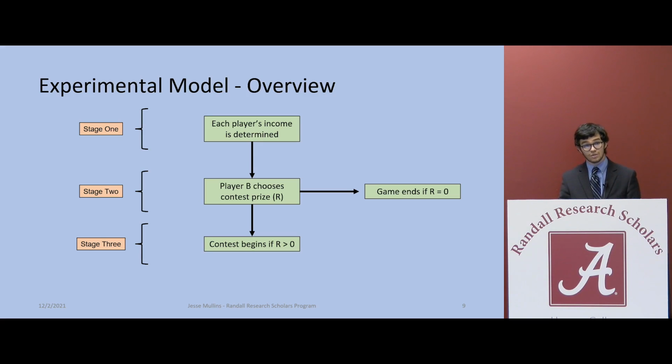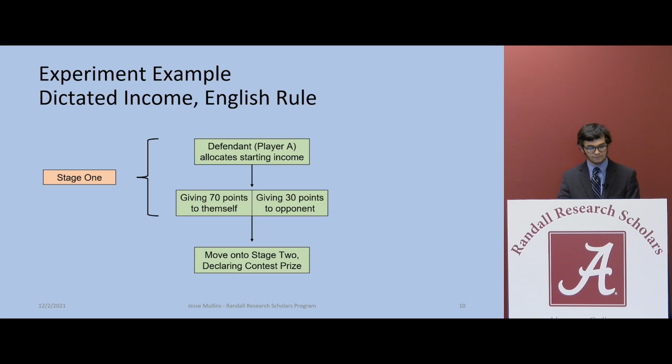However, if they do sue, we move on to stage 3, where the two parties compete for the contest prize, either to take it from player A or to retain it. Now we go into an example of our game. For this example, we're going to look at a dictated income game under the English rule. So in stage 1, as we said before, the defendant will allocate the starting income. So let's say that they give 70 points to themselves and 30 to their opponent.